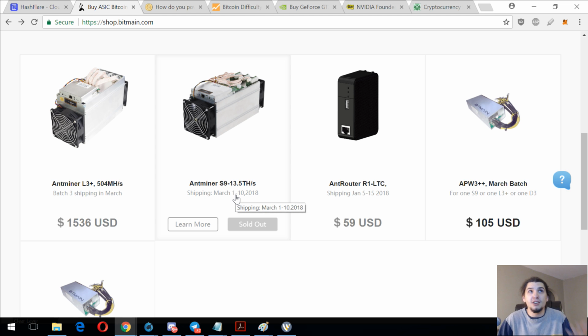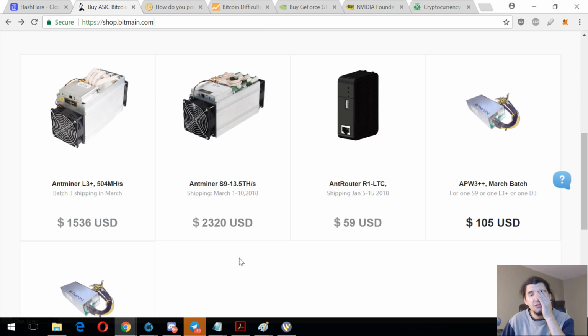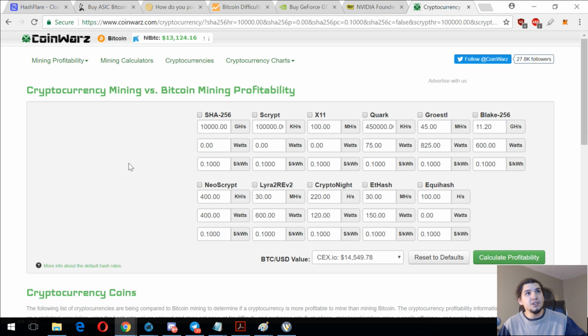Suppose we wanted to calculate our profitability, right? So anyway, we know what it's going to cost. It's going to be $2,320 to buy the thing. We're going to have to get a power supply. It's $105. We're going to have to pay, I think it's $130 for shipping, off the top of my head, last time I checked their shipping pricing. So all in all, you're $2,600 in. Okay, so 13.5 terahashes. Let's go back over here to our profit calculator on CoinWars.